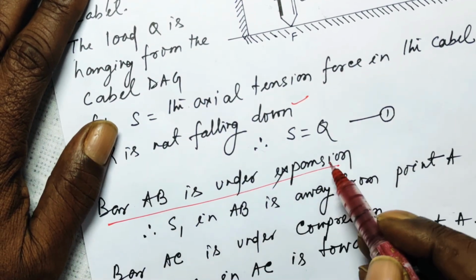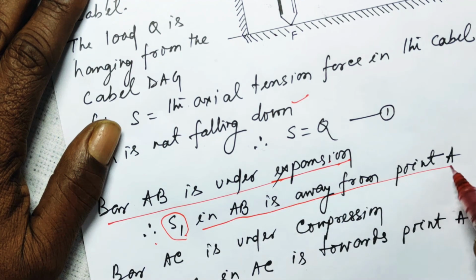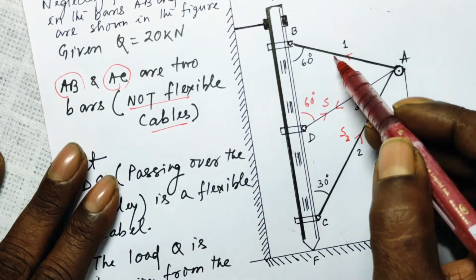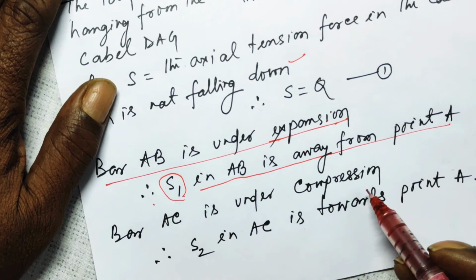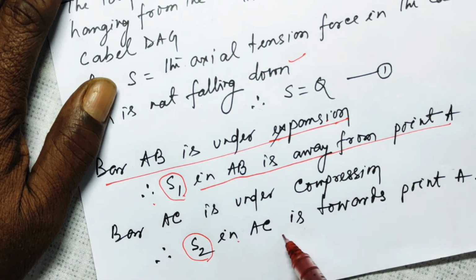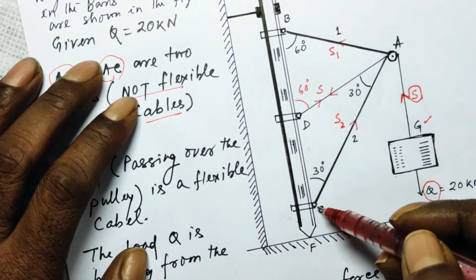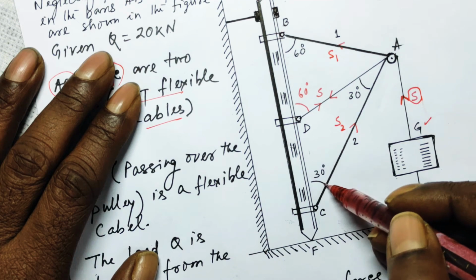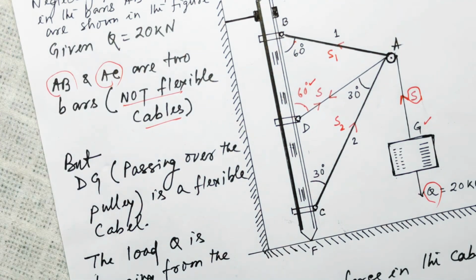Therefore, bar AB is under expansion, so the tensile force S1 in bar AB is away from the point A. Similarly, since the bar AC is under compression, the force S2 in AC is towards the point A. Now, what is given? This 30 degree is given, this 60 is given. And how this is 60, I will calculate and tell you. Then it is very simple.